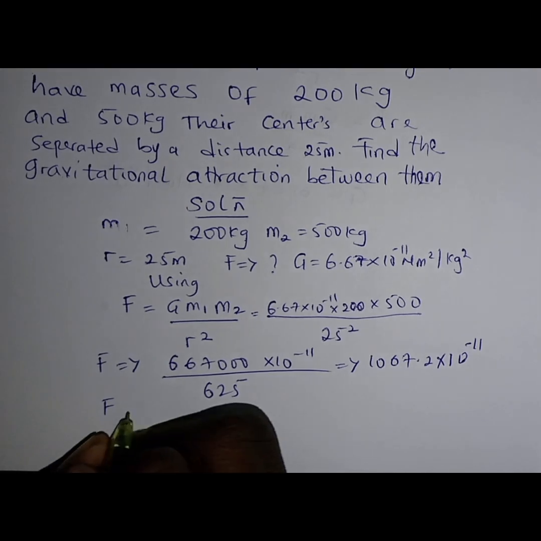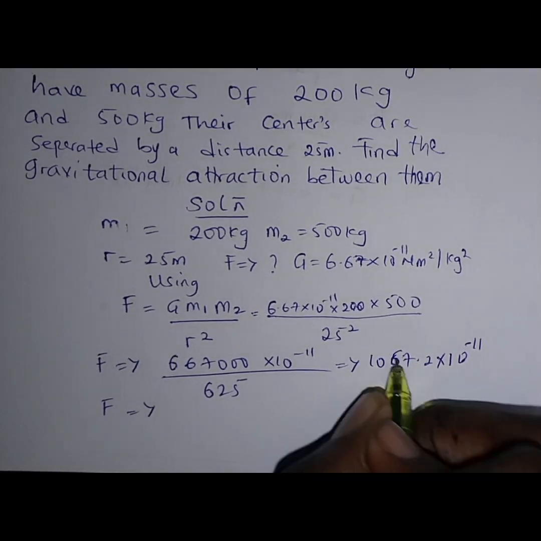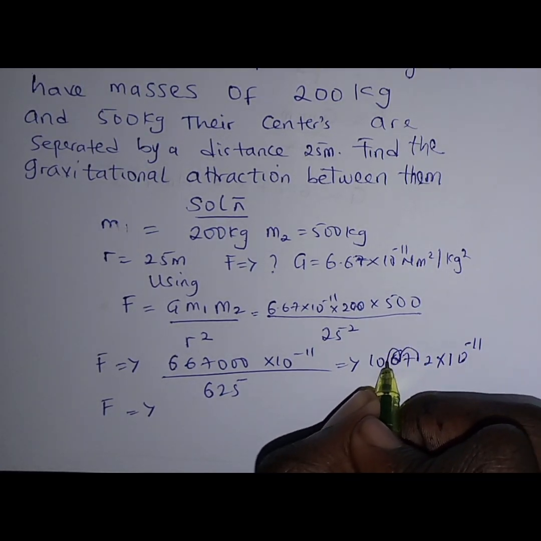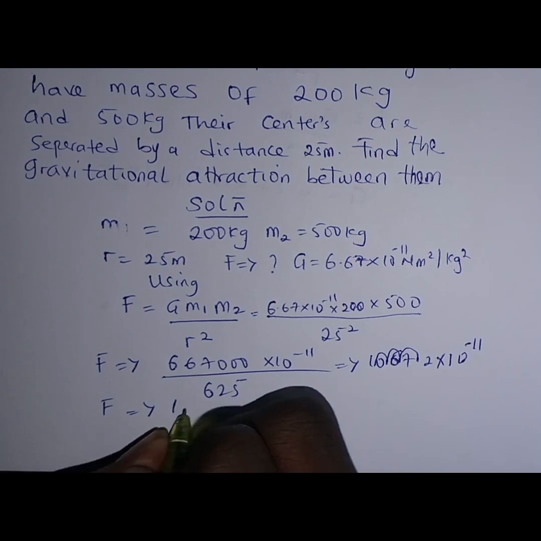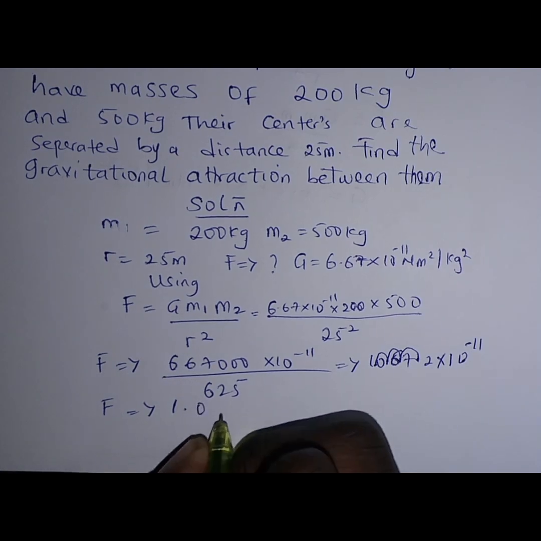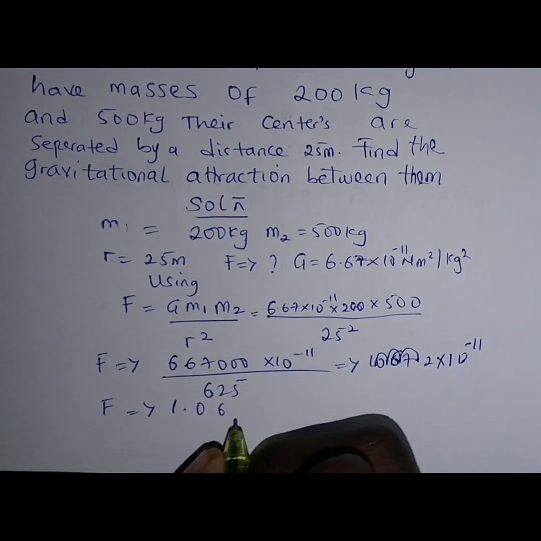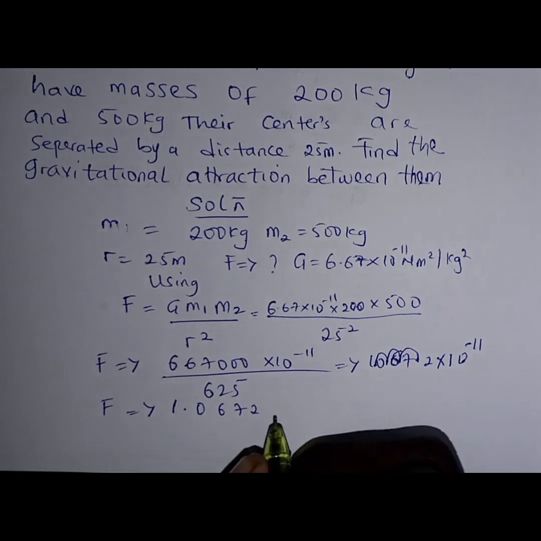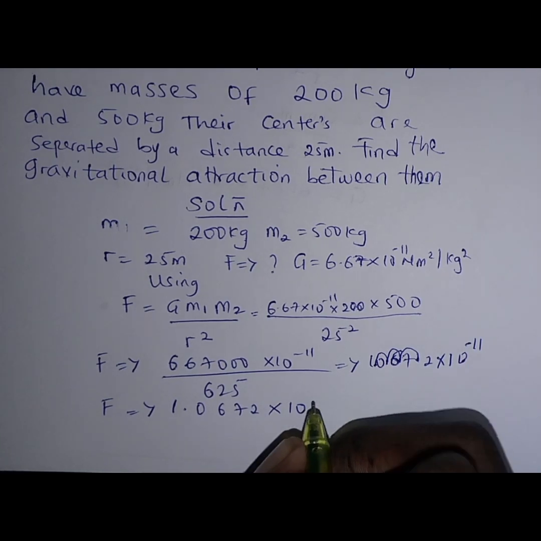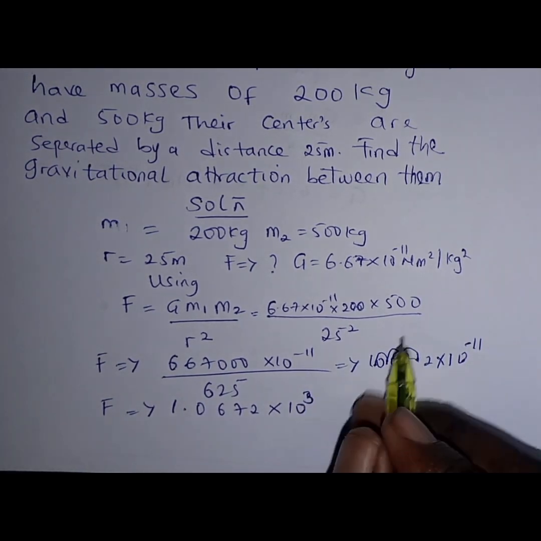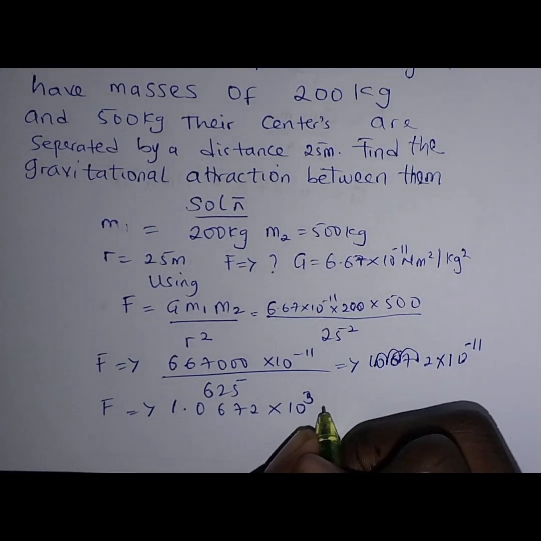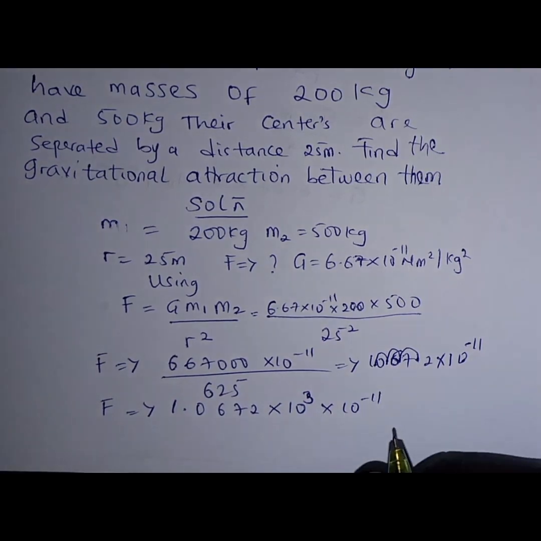Now my force becomes, I'll change this to standard form. So I'll take it 1, 2, 3. So it will become 1 point, this is where the point is now. I've moved this point from here to this place to be 1.0672 times 10. How many times did I move? 1, 2, 3. 3. So I'll write the 3 up, since I'm moving positively. Then times 10 raised to minus 11 is there before.